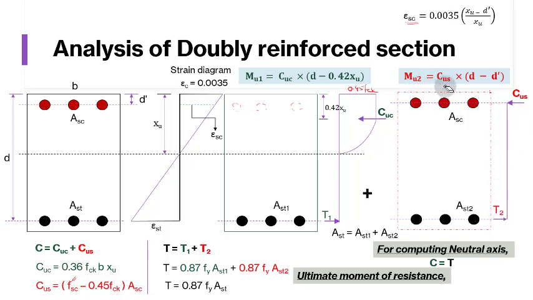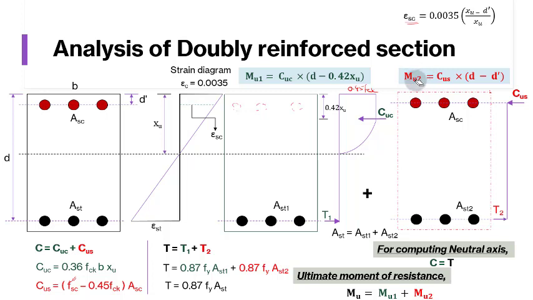So I can write MU2 equal to what? The compression force in your compression steel into this lever arm, which is D minus D dash. So if I want to know the ultimate moment of resistance, sum this up: MU1 plus MU2.